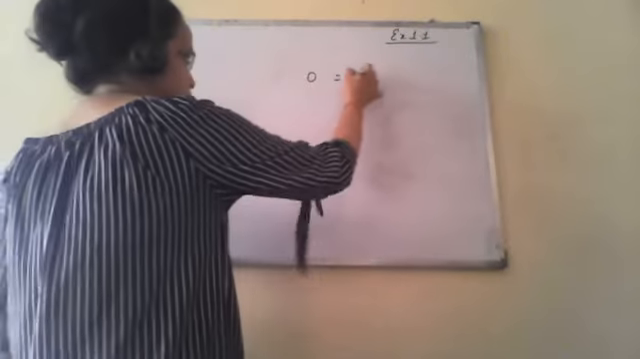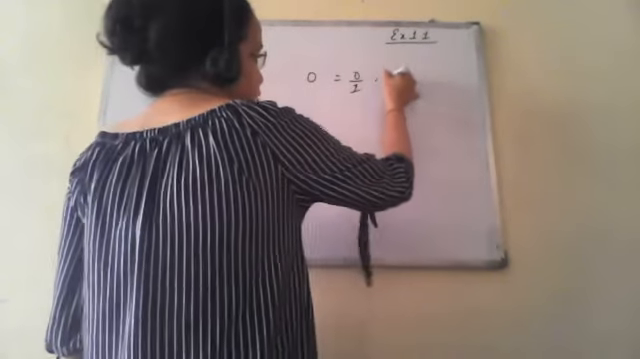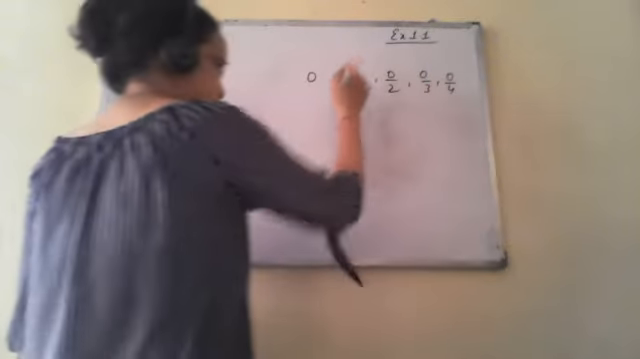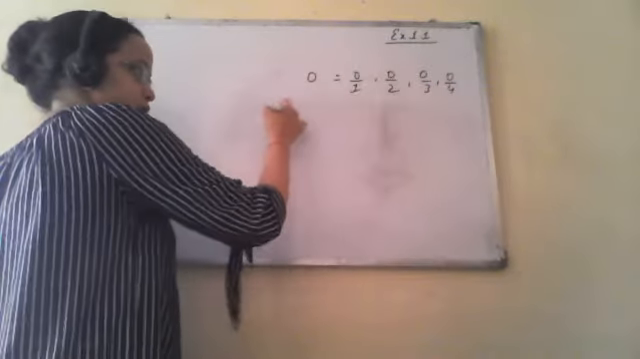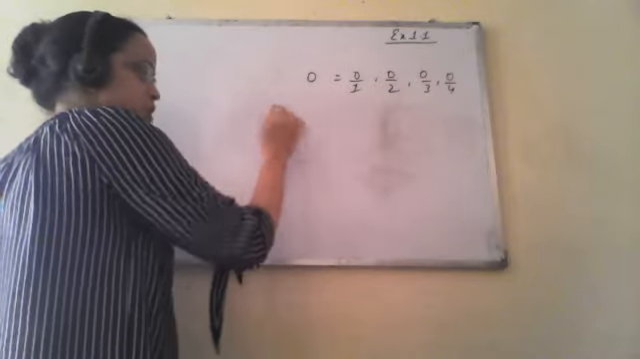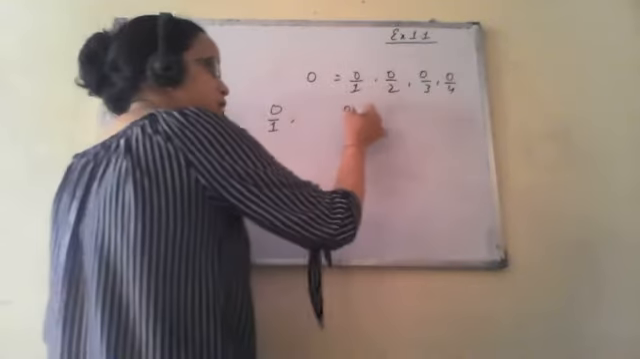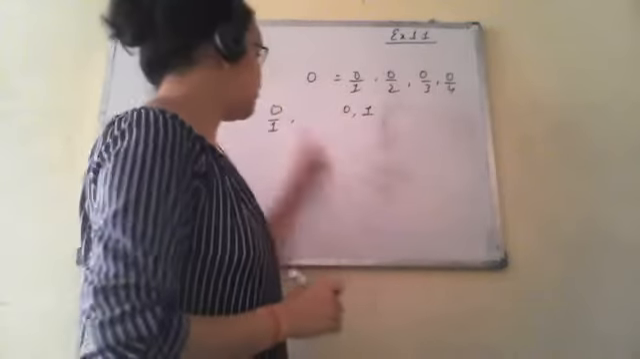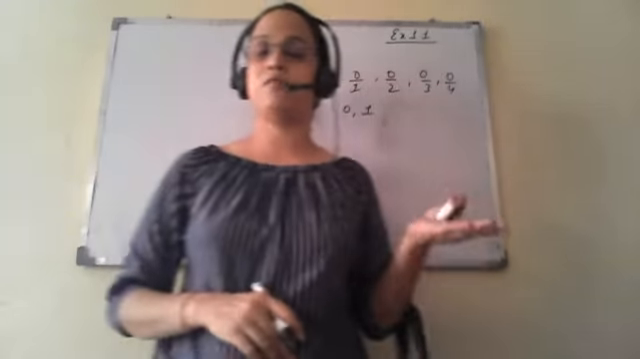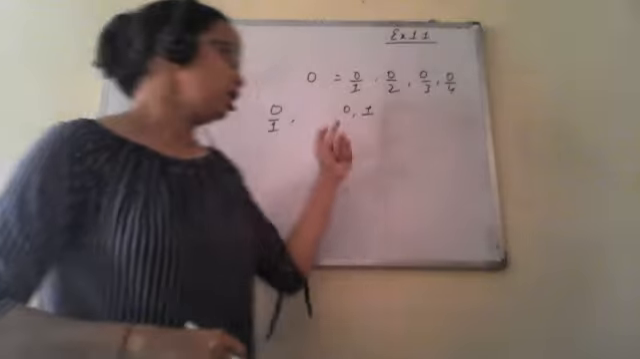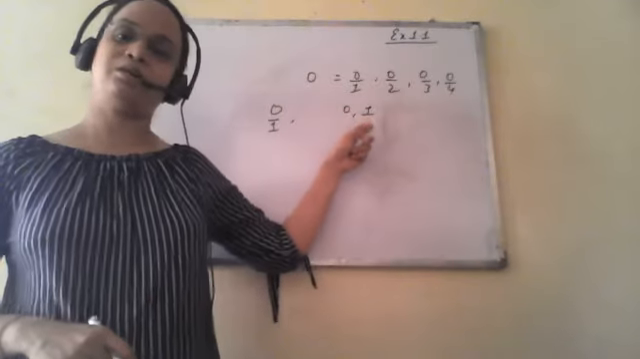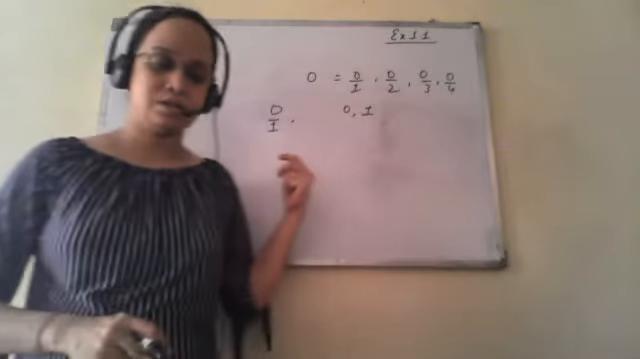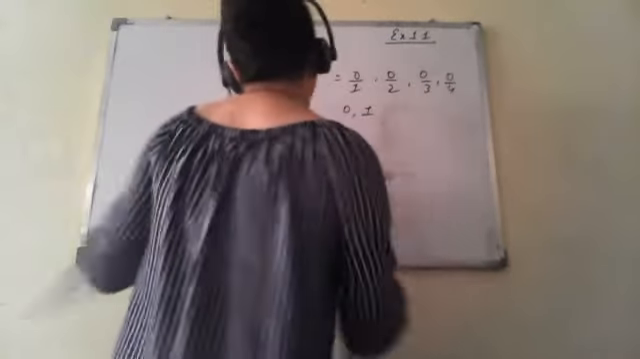So 0 can be written as 0 upon 1, 0 upon 2, 0 upon 3, 0 upon 4. In this fraction, if I talk about 0 upon 1, 0 and 1 are integers. 0 is also an integer, 1 is also an integer, and these are co-primes. That is, they have a common factor of 1, and q is not equal to 0. So each of the three conditions is satisfied. So 0 can be written as a rational number. Clear?